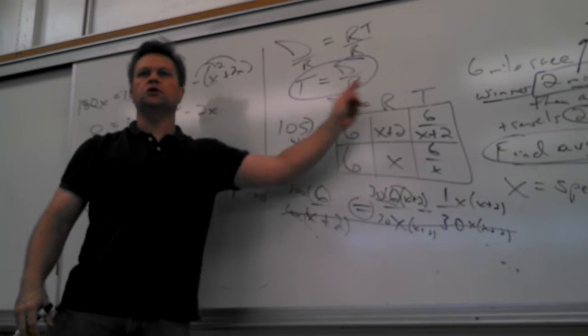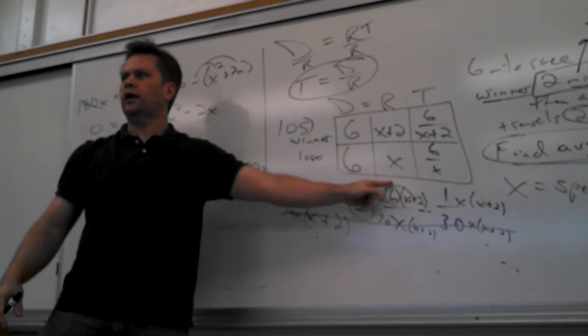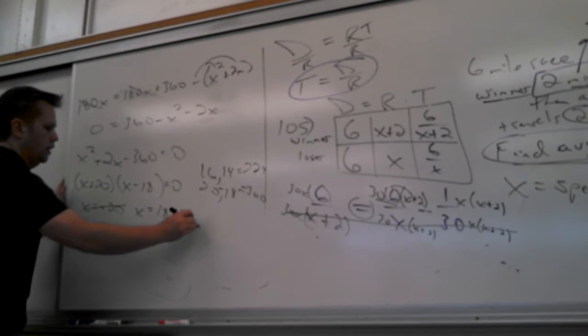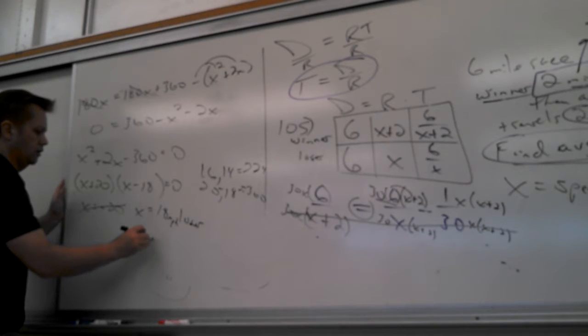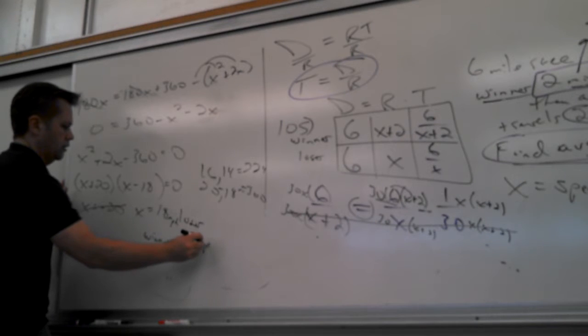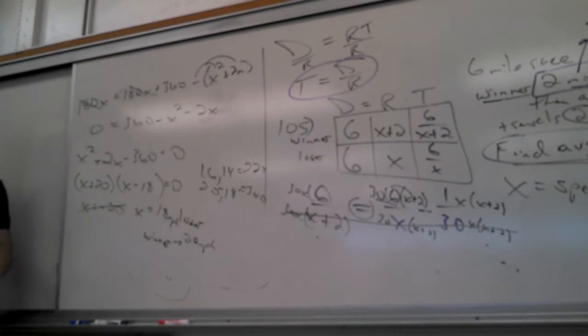That's why setting this up is really good, because it helps you set up the equation, and then it helps you answer the question. So you plug that into the x plus 2. Exactly. So the loser went 18 miles an hour, and the winner went 20 miles an hour. Cool.